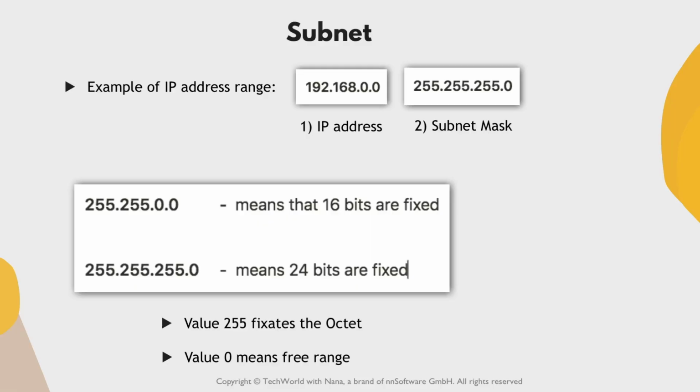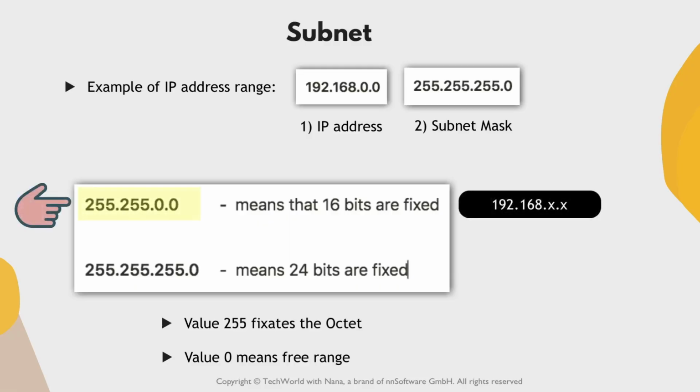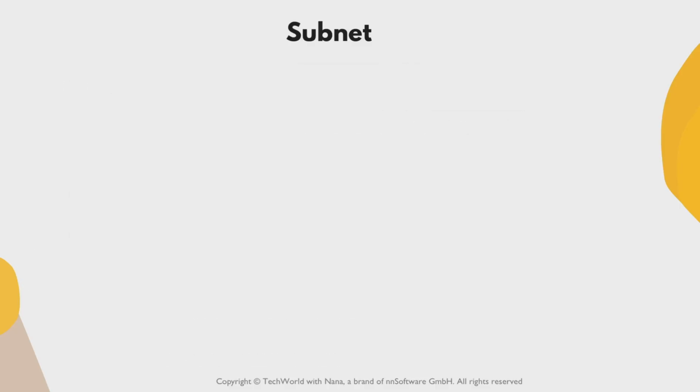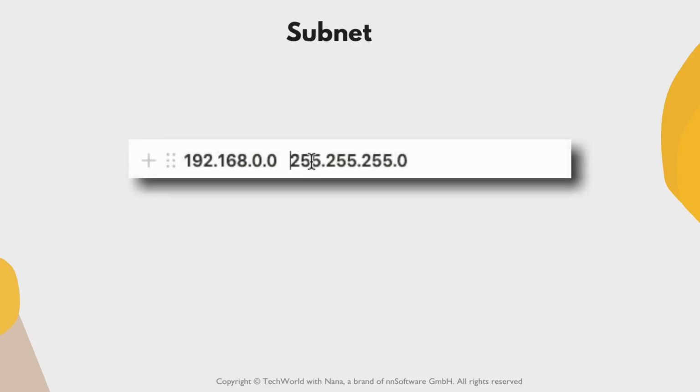So basically, subnet defines how many bits in the IP address are fixed, making the rest of them flexible. So 255.255.0.0 means that half of it, or 16 bits, are fixed in the IP address. This, on the other hand, means that a third of all the bits, or 24 bits, are fixed in the IP address. So again, when we're using this as a subnet mask, it means that those first three octets or decimal values cannot change, right?